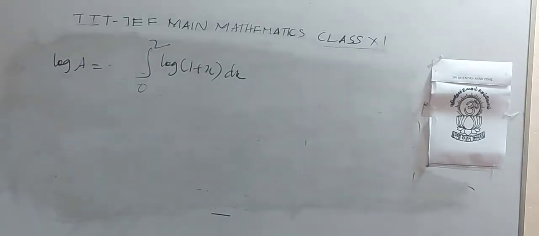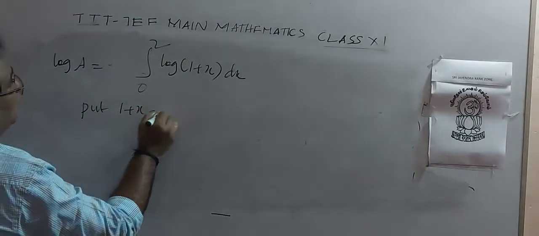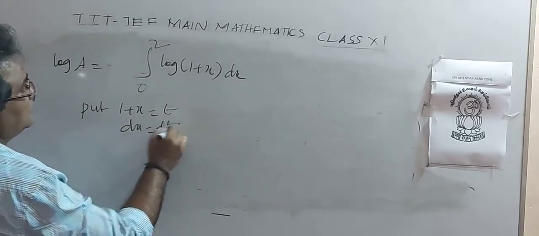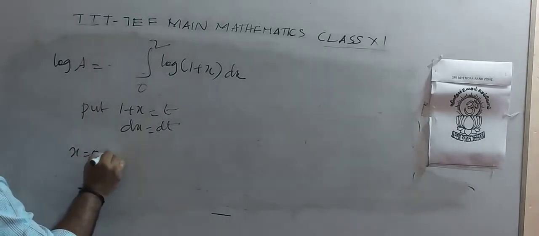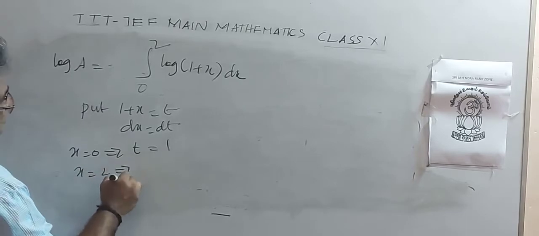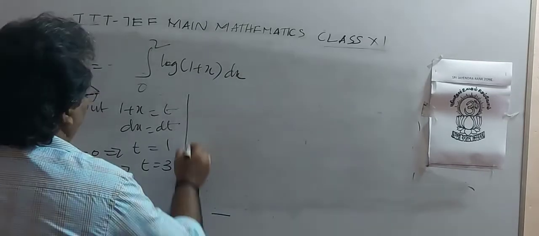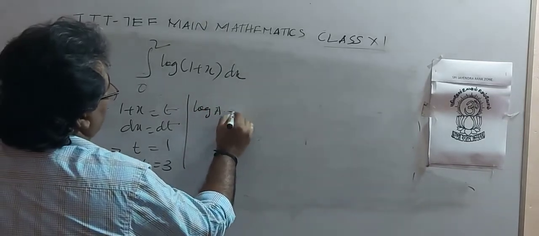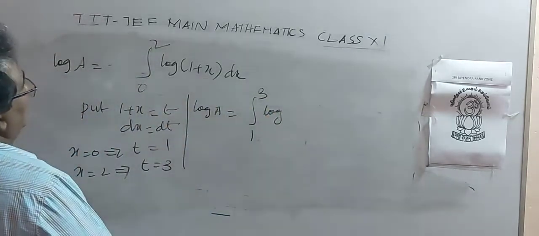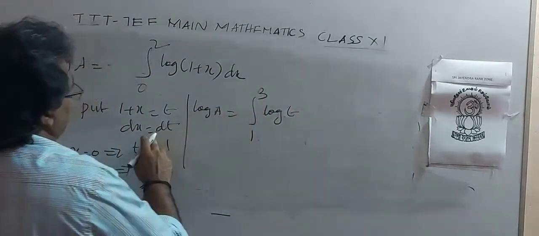So put 1 plus x equal to t, dx equal to dt. x equal 0 implies t equal to 1, x equal 2 implies t equal to 3. Therefore log a equal to integral 1 to 3 log t dt, in place of 1 plus x you take t, in place of dx you take dt.